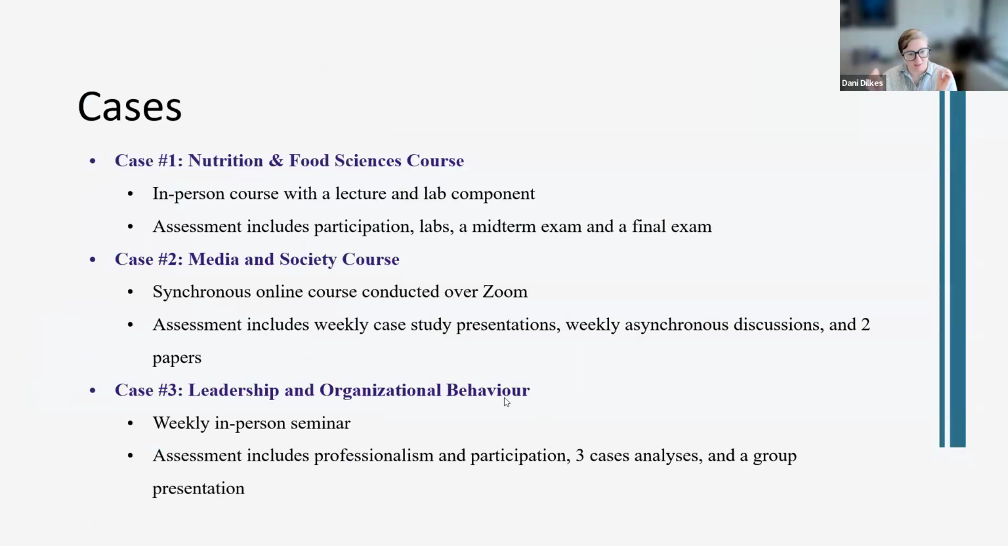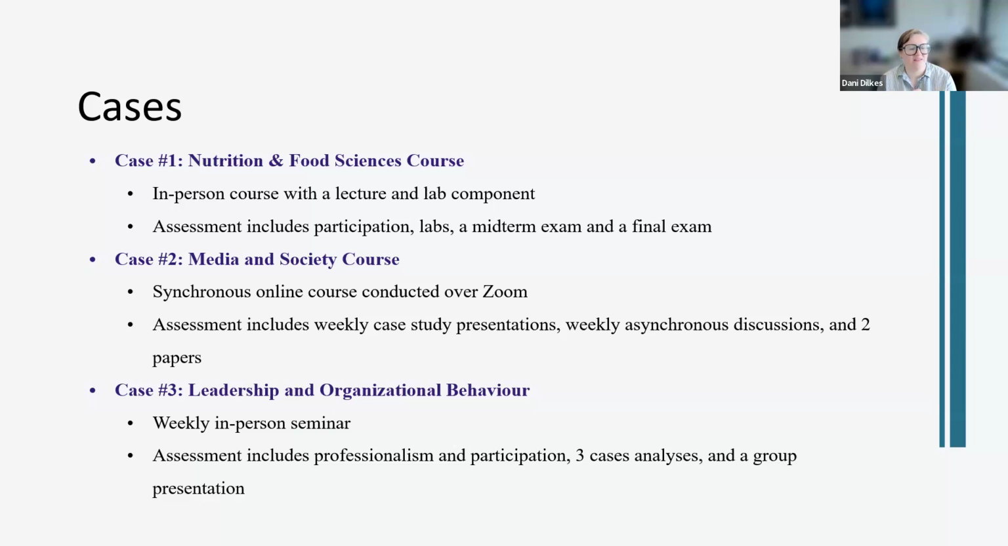When we do get to the cases, I wanted to share these in advance so you can start to think about them. There are 3 possible cases you could choose to work on. Case number 1 is a nutrition and food science course. The course is structured as an in-person course with a lab and a lecture component. The assignments for the course include participation, labs, a midterm exam, and a final exam.